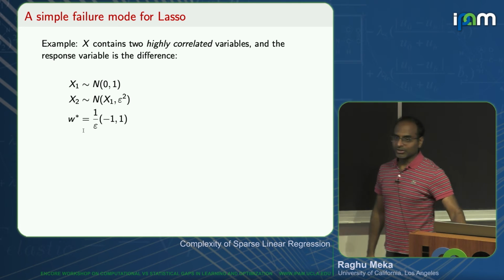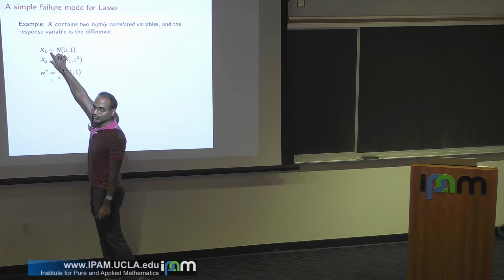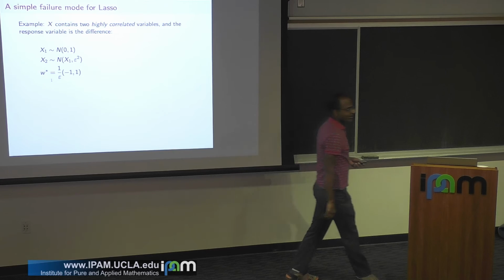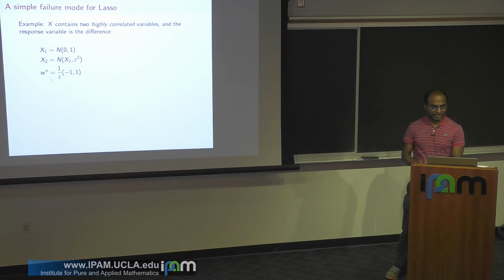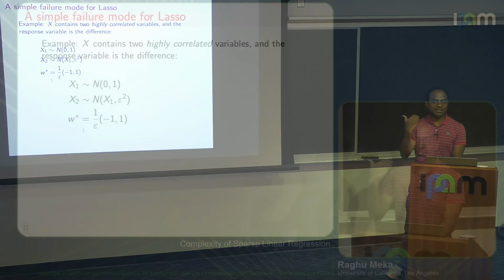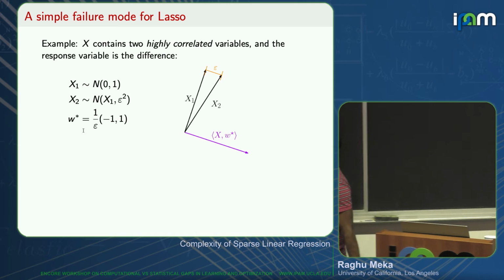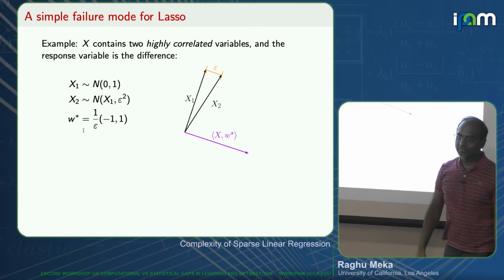But on the other hand, my signal is really trying to identify the gap between the two. W star is very sparse, and it takes 1 over epsilon times the difference between the two. So it scales up the noise basically. If I think of them as vectors, this is what they will look like.